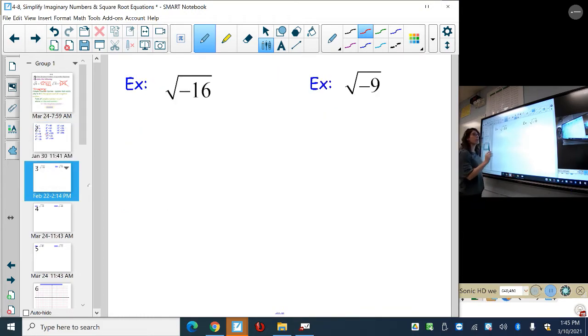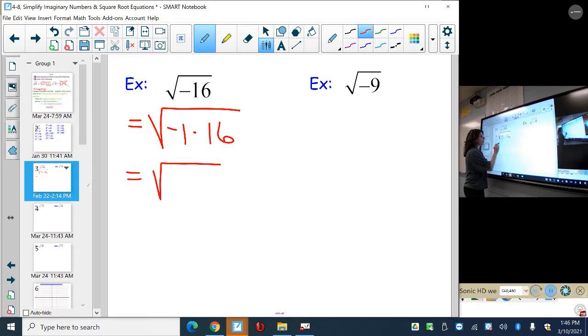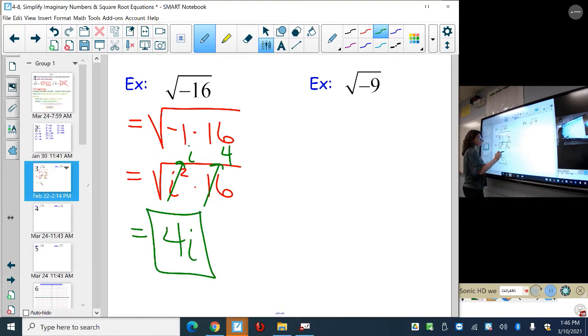Now, what I want you to do is every time you see a negative under the root, I want you to immediately say negative 1 times the number. Negative 1 now becomes i squared. 16 is already a perfect square, so we leave it alone. So the square root of i squared comes out as an i, and the square root of 16 comes out as a 4, so my answer is simply 4i.